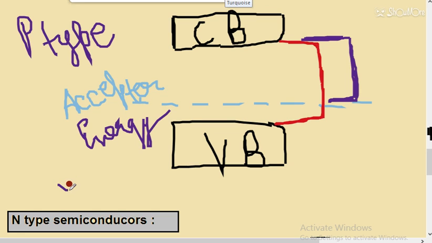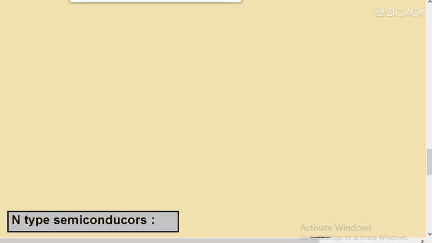So you can note it down. Now we have to see N type of semiconductor. P type of semiconductor we have discussed, and the energy diagram of P type of semiconductor we have discussed. Now we have to move to the N type of semiconductor.